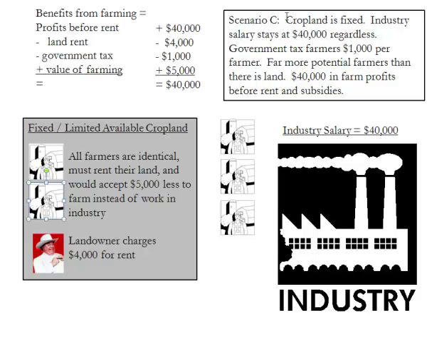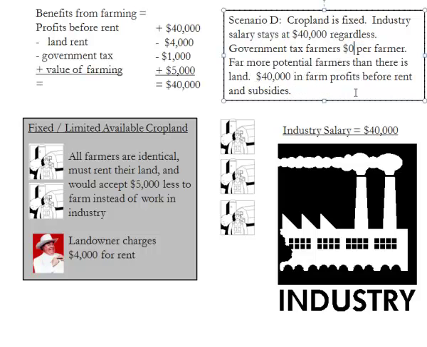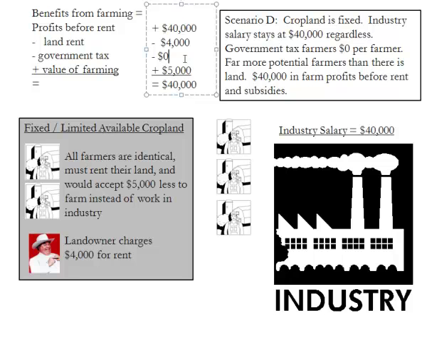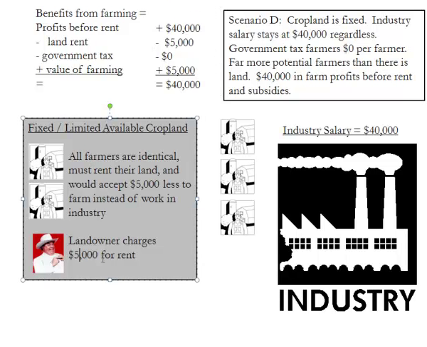And let's look at one more example. Let's go to a scenario D, and let's take everything back to where it was before. We're going to assume there's no tax for right now. And we're going to assume land rent is back to where it was at $5,000.